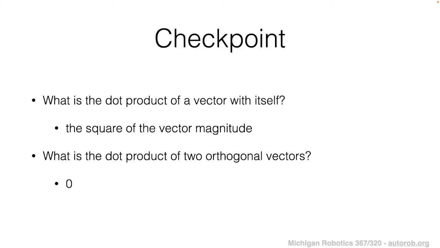This is because with two orthogonal vectors, the angle between them is essentially as far from being the same as you can get. So two orthogonal vectors are pointing in orthogonal directions.